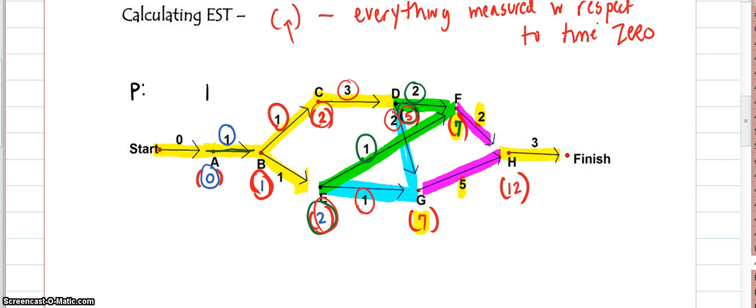Job H takes 3 days. It took 12 days to get ready to do job H. So when I'm done, that answer is 15. So now what I have to do is go and tell myself which path was it that was 15 long. So there's actually 2 ways you can do this.